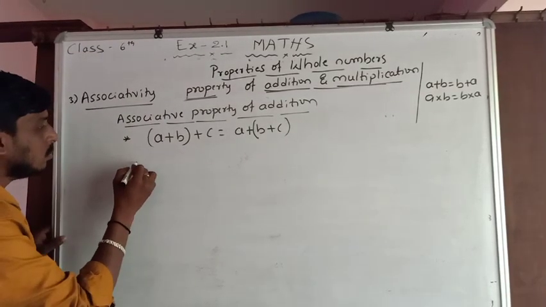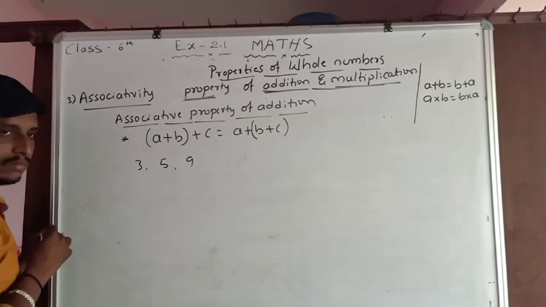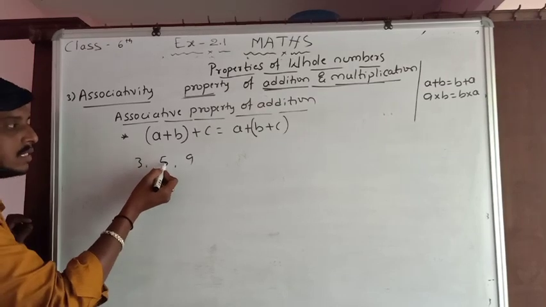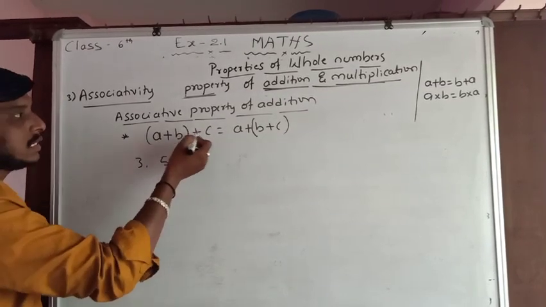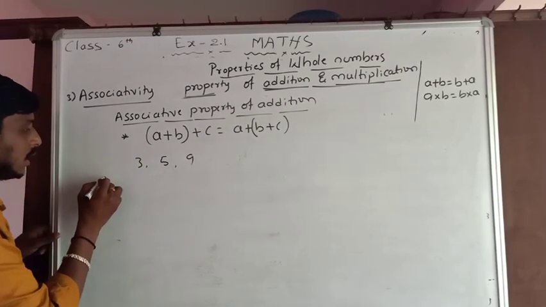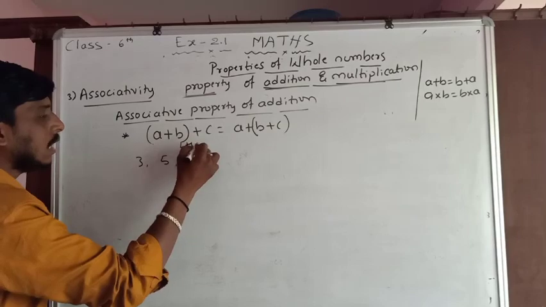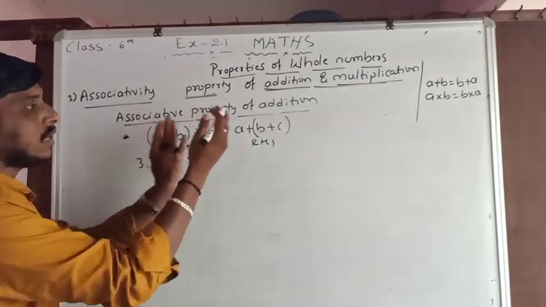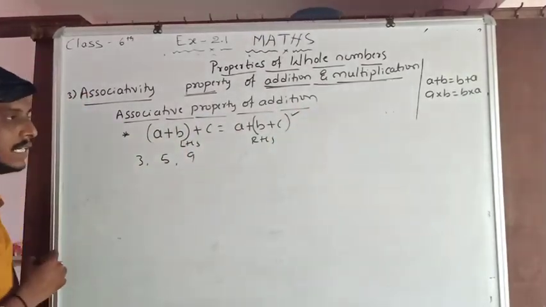I will take the three whole numbers 3, 5 and 9. So 3 is a whole number, 5 is a whole number, 9 is a whole number. With the help of an example, let us see how both are equal. The first side is called LHS and this is called RHS, left hand side and right hand side. When both are equal, this condition is satisfied.